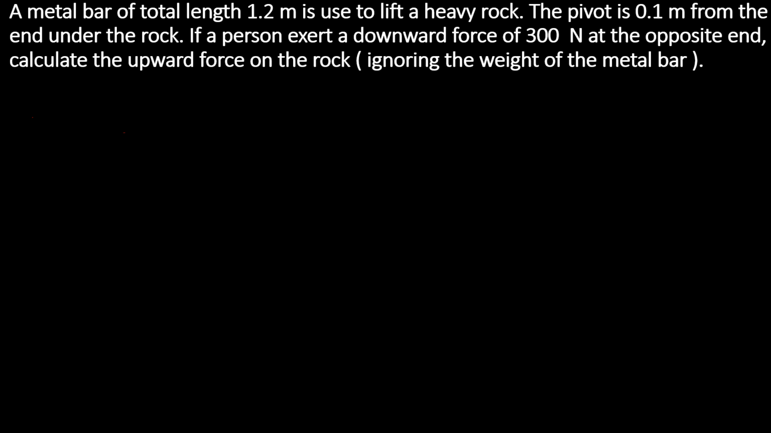A metal bar of total length 1.2 meters is used to lift a heavy rock. The pivot is 0.1 meters from the end under the rock. If a person exerts a downward force of 300 Newton at the opposite end, calculate the upward force on the rock, ignoring the weight of the metal bar.